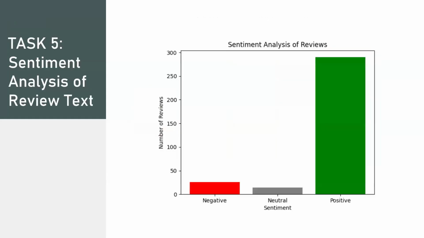So the next task, now under the additional analysis, was the sentiment analysis for the review text within the dataset, and we can see that the positive reviews had the highest value, slightly below 300, whereas the negative and the neutral had the lowest numbers. The positive reviews had the highest number, which means generally most of the customers had something good or nice to say about the books.